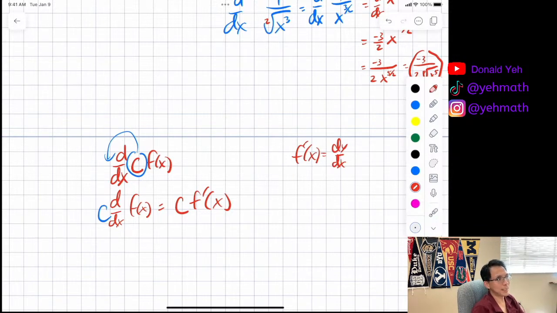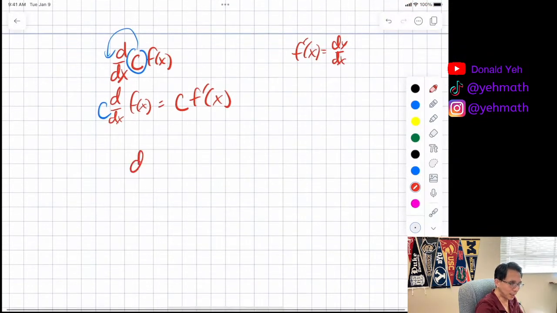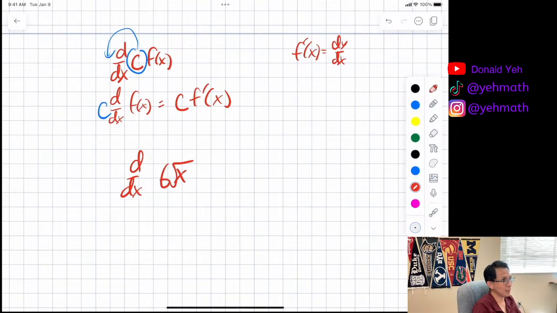Because that's very easy to look like. So I will show you an example. So let's say I take a derivative of 6 root x like this. I don't like the 6 because the 6 confuses me. So I can take the 6 outside.